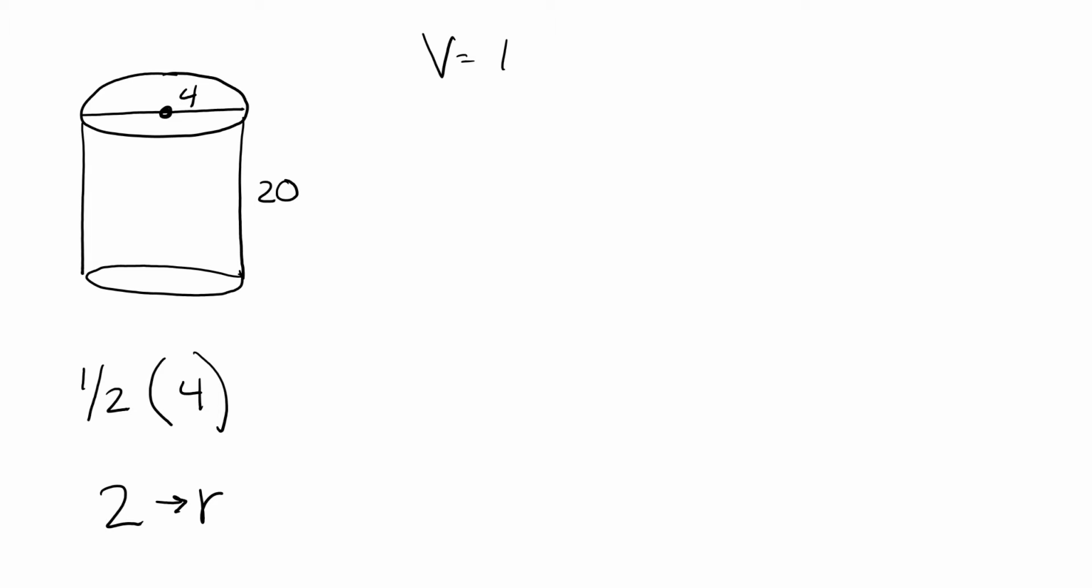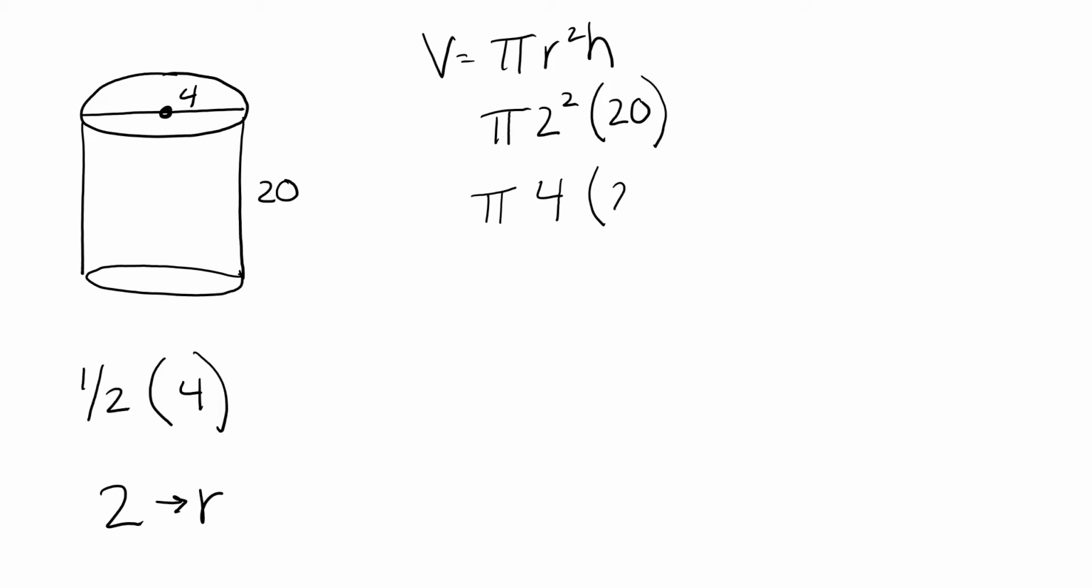We use our formula, pi r squared h, plugging in the radius 2 and the height 20. Solving exponents first, 2 squared gives us 4. We multiply 4 times the height 20 to get 80. And then our last step is to multiply by pi.